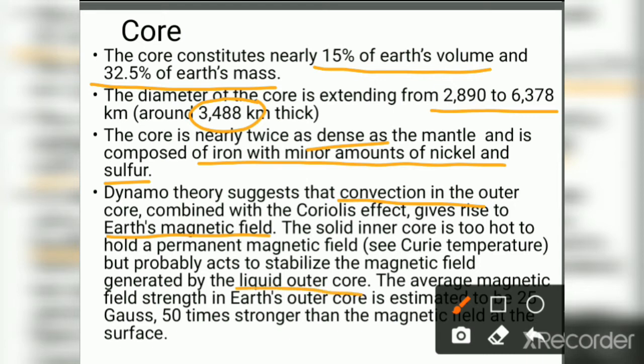The average magnetic field strength of Earth's core is estimated to be 25 Gauss, 50 times stronger than the magnetic field at the surface.